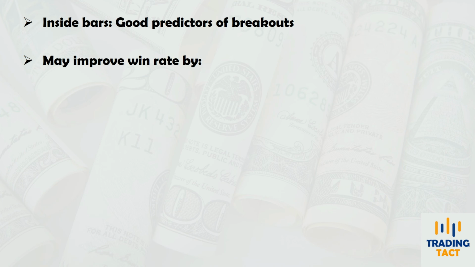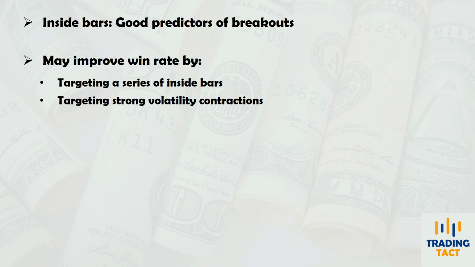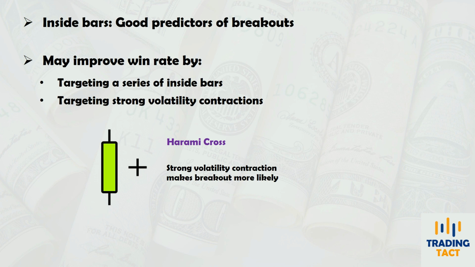You can improve your win rate by being more stringent with your inside bar conditions. For example, you could target a series of inside bars, or target the strongest volatility contractions. An example is the classic Harami cross pattern, where you have a very small range relative to the previous bar, and a thin real body, indicating indecision in the market. Add in at least 1 entry filter to avoid false breakouts, and you should be good to go.